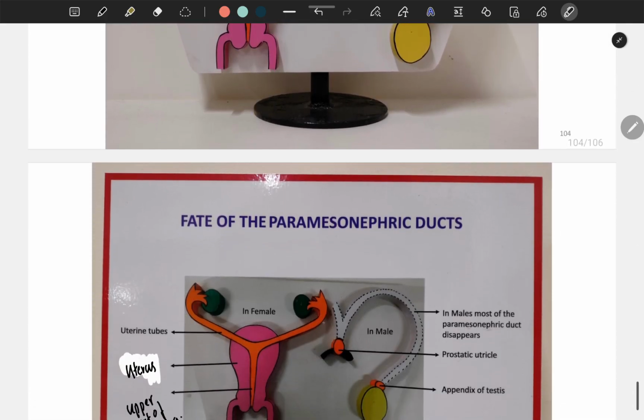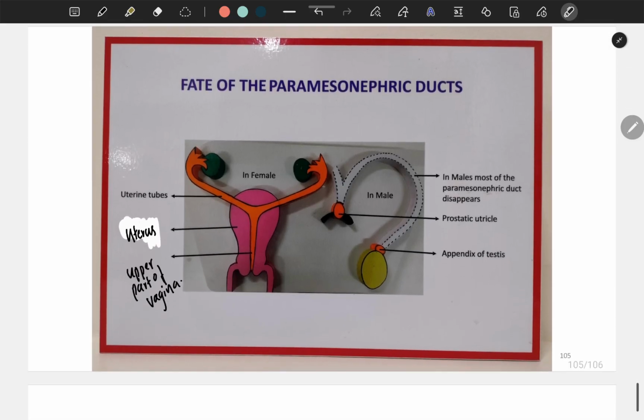Okay. Fate of the paramesonephric duct. This is called the Mullerian duct. Okay. Here you can see in males, in the mesonephric duct, you saw the appendix of the epididymis. Here, the appendix of testis and prostatic utricle. It is also called the masculine vagina, which is homologous to the vagina. So it is called a masculine vagina.